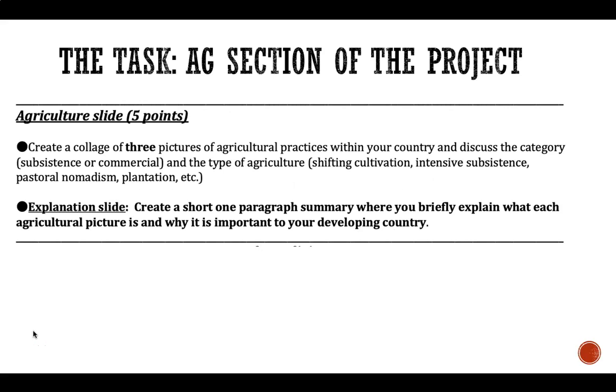Here are your instructions for the 9B final project, the sixth part, which has to do with the agriculture of your developing nation. So here's the task for the ag section of your project. You're going to create a collage of 3 pictures of agricultural practices within your country and discuss the category and the type of agriculture that you see in each picture.